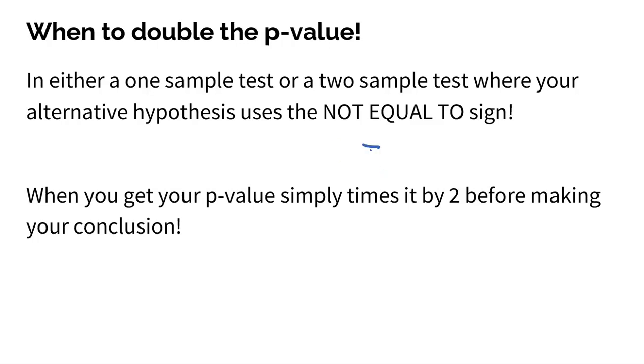So anytime you read the problem and it doesn't say you think the proportion is greater than, or you think the proportion is less than, or you think that one is greater than another, one is less than another, all you care about is that the proportion is not equal to what you thought it was, that's when you double your p-value. So anytime you use that not equal to sign in your alternative hypothesis, once you find the p-value on your calculator, you're just going to simply times it by 2 before you make that decision.